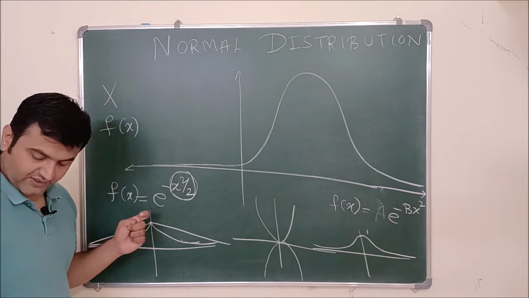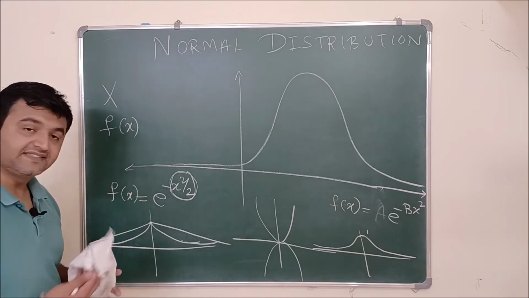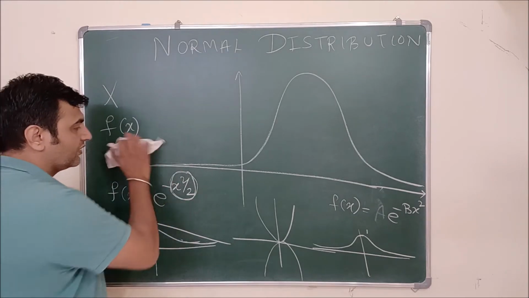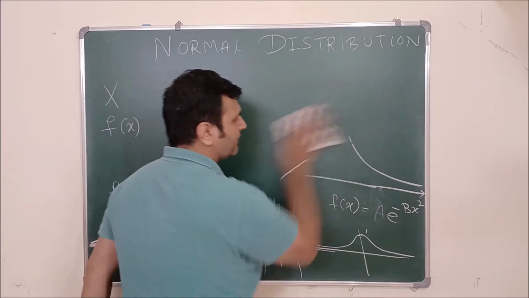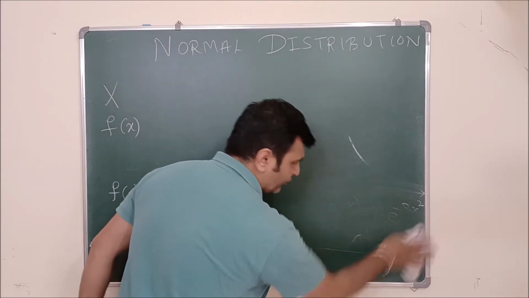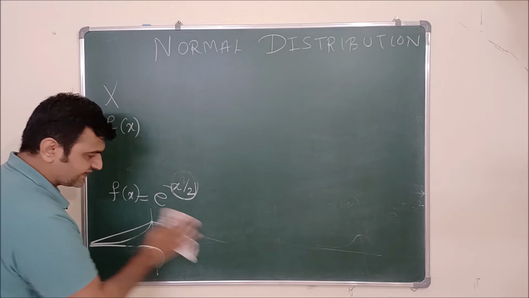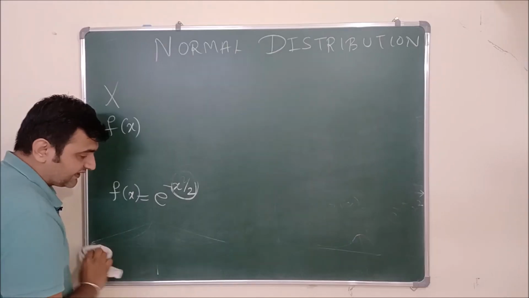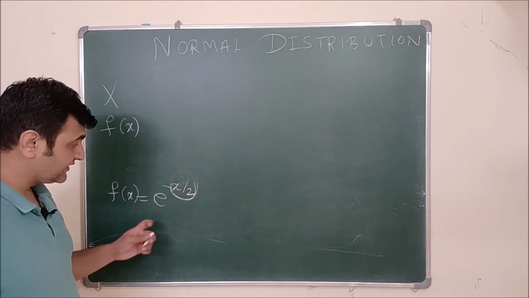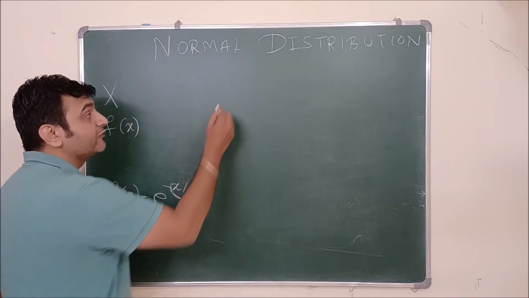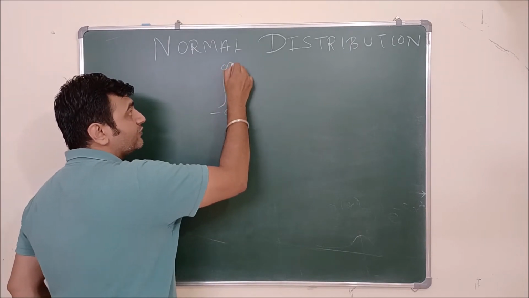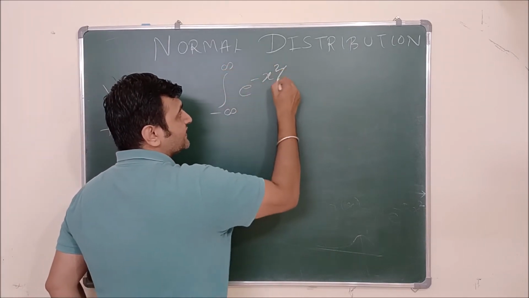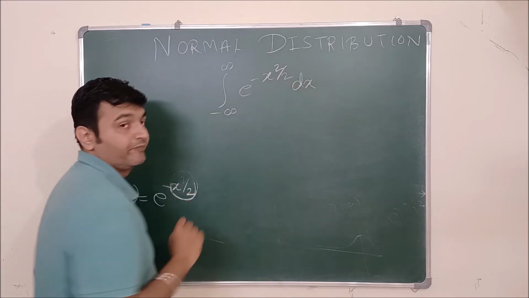Now, the question is, is this your probability density function? See, what is the condition for a function to be a probability density function? It should be non-negative, which is true in this case. It is non-negative. But is the integration 1? Is the integration of this function 1? Let us try to find the integration from minus infinity to infinity of e raised to minus x square by 2 dx.